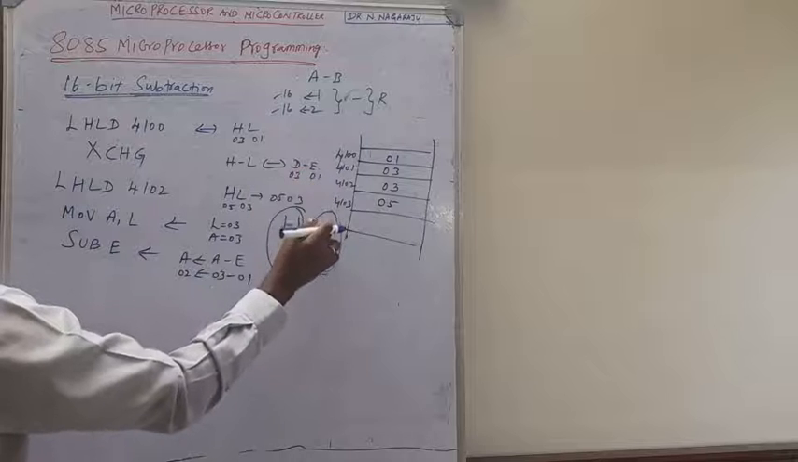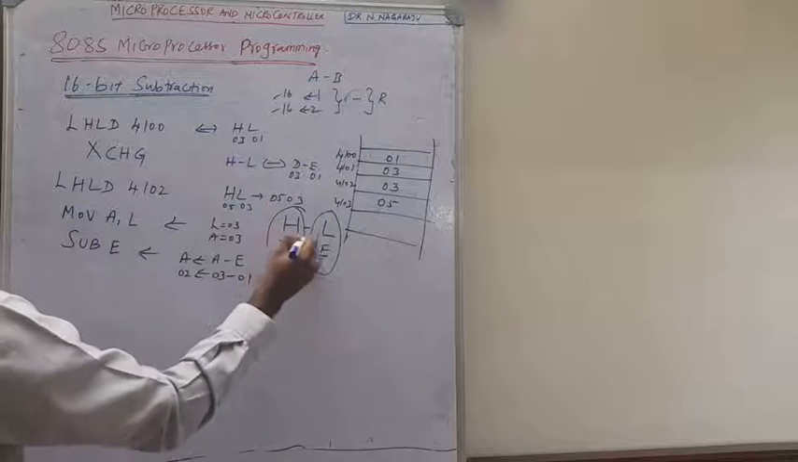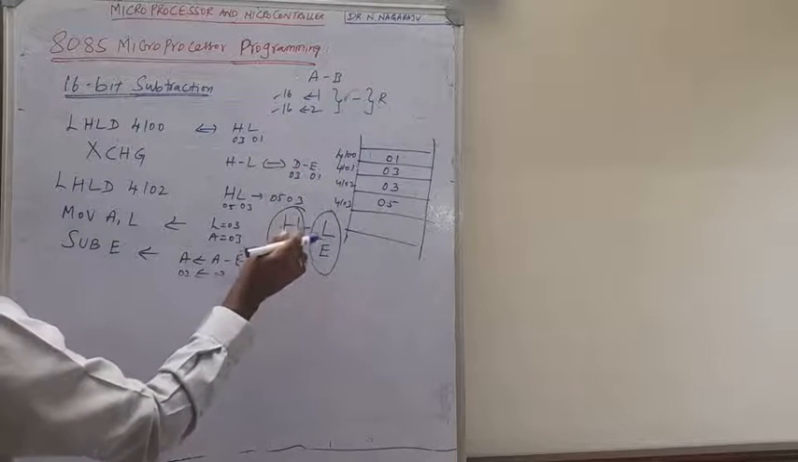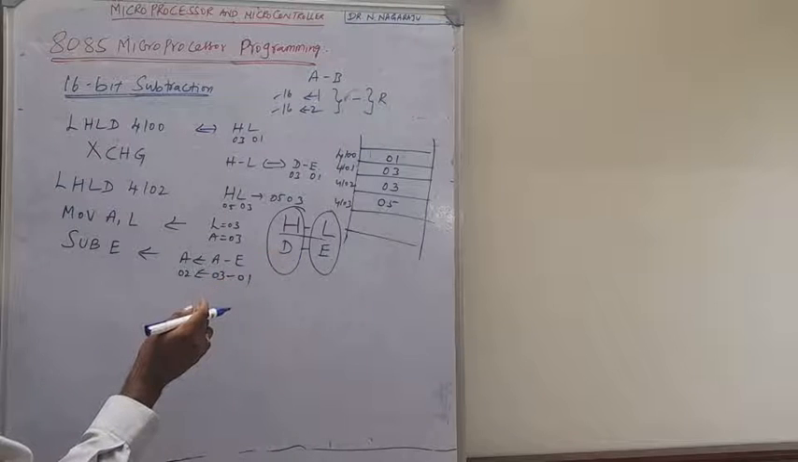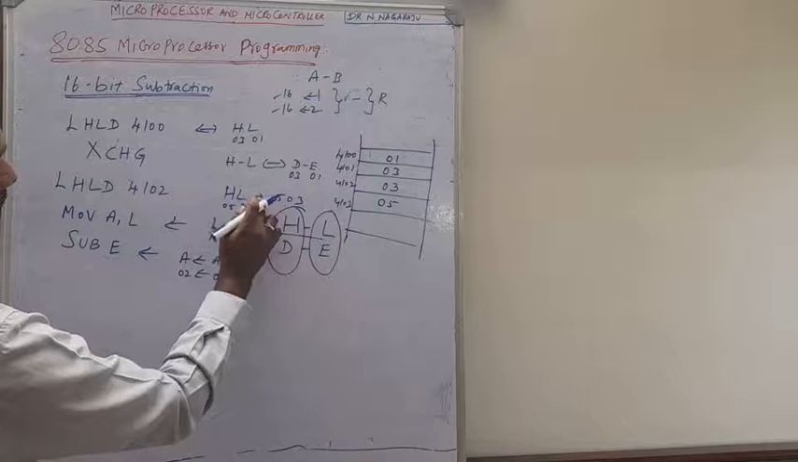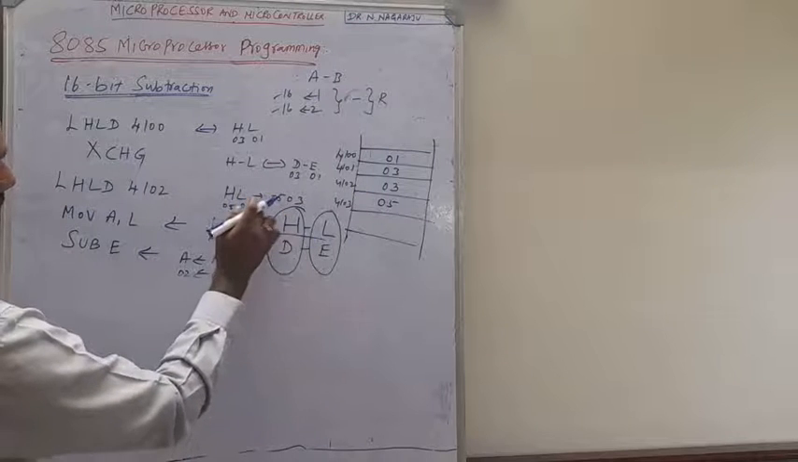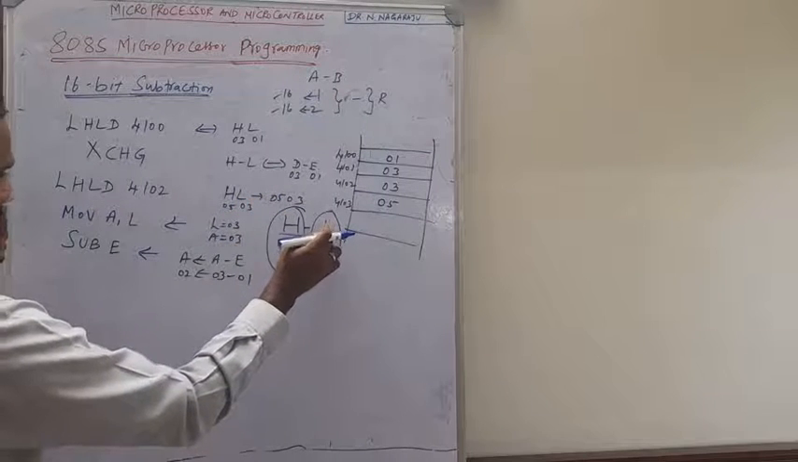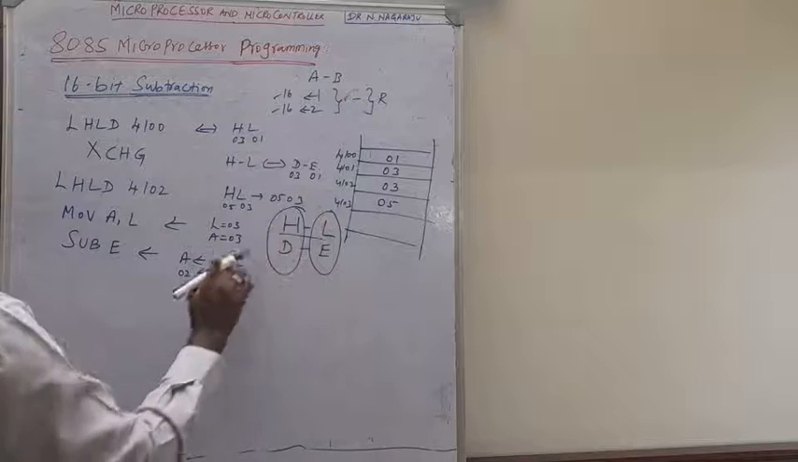So at this point, this is the first data actually. The HL data: L is 0 3 and H is what? 0 5, right? Those are the updated values. So 0 3 minus 0 1, you will get 0 2.